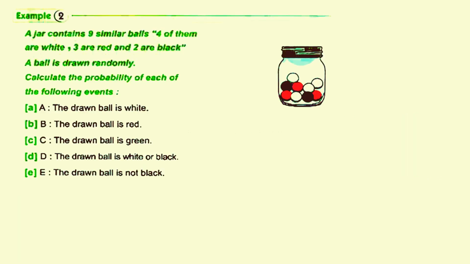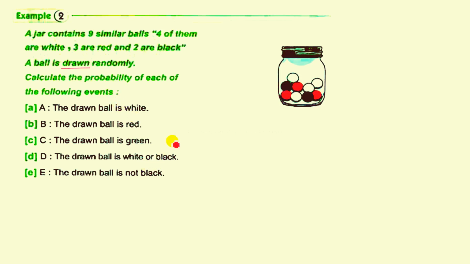Next. A jar contains 9 similar balls. 4 of them are white, 3 are red and 2 are black. A ball is drawn randomly. Calculate the probability of each of the following events.